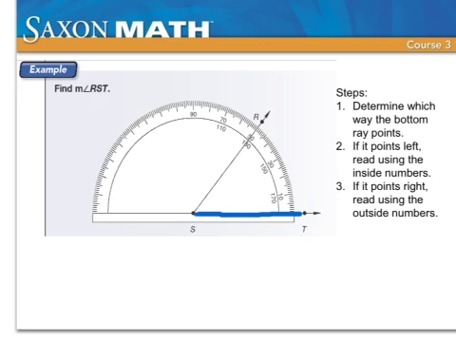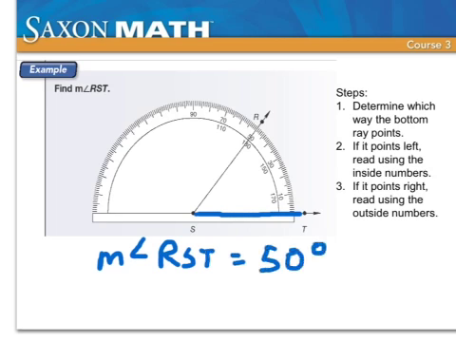Well, since the bottom ray points to the right, okay, step 3 says we need to read using the outside numbers. So what we're going to do is we're going to start down here at the bottom of the ray and read the outside numbers, and we're going to go just until we get to where the other ray crosses it. So we're going to start at the bottom, go to where the other ray crosses it, and we're going to read the inside number here. That is 50. So the measure of angle RST is 50 degrees. Got to make sure we put degrees on there.